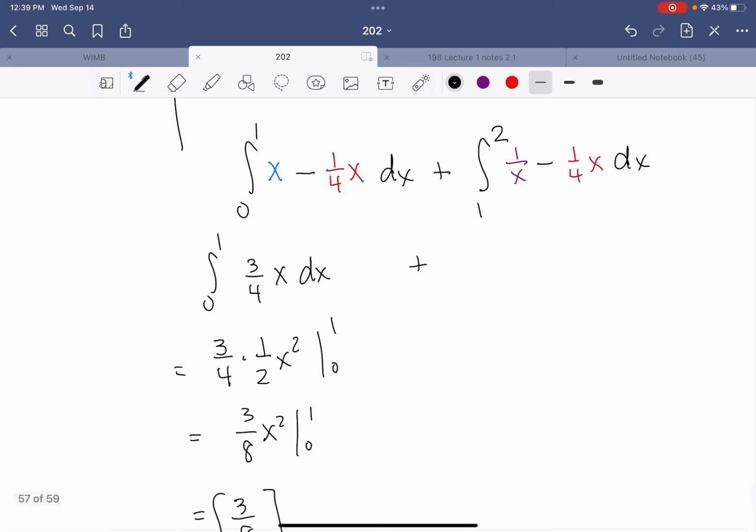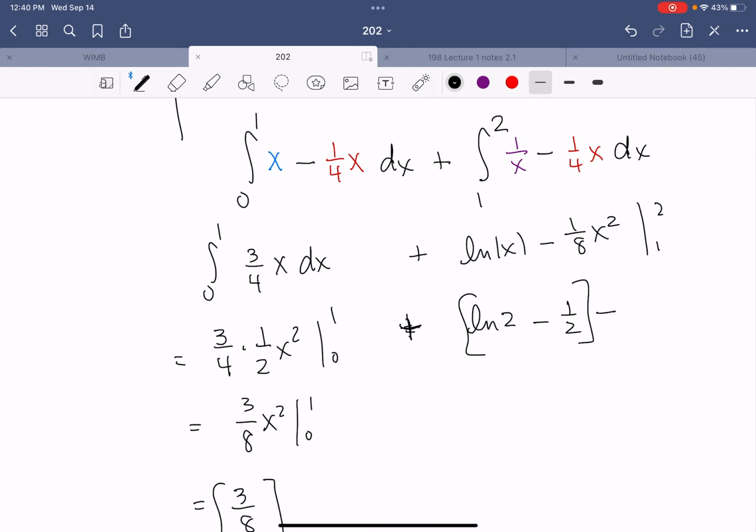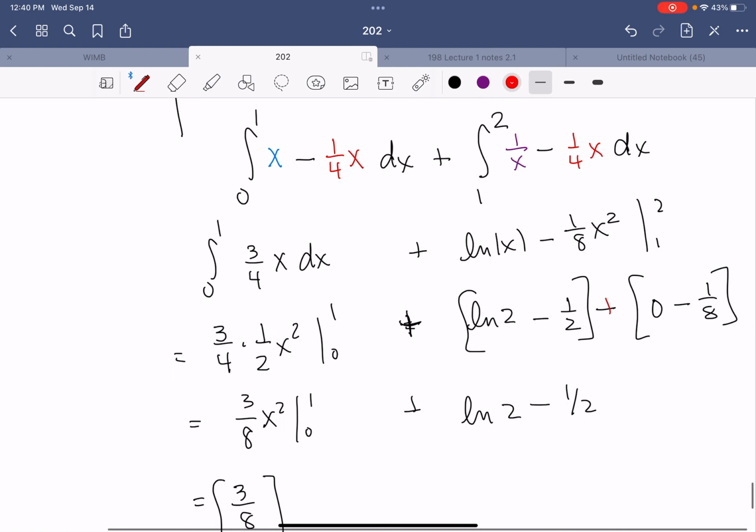The one on the right, I get the natural log of x minus 1/8 x squared evaluated from 1 to 2. So when you plug in the 2, that gives you the natural log of 2 minus 2 squared is 4. 4 over 8 is 1/2. Minus when you plug in 1. Well, the natural log of 1 is just 0. Minus plug in 1, you get 1/8. So this is the natural log of 2 minus 1/2, and distribute your negative, plus 1/8.